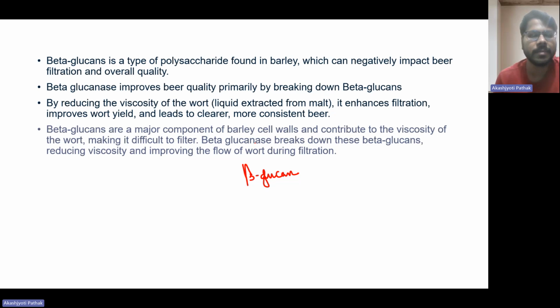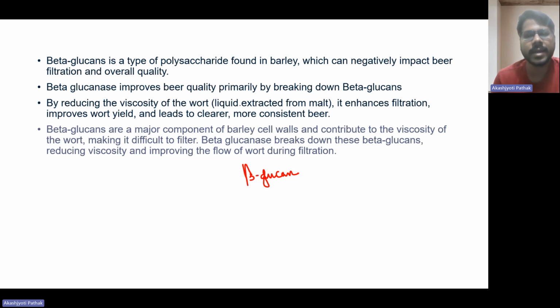And this negatively impacts the beer filtration and overall quality. So once this beta glucanase is added, it improves the beer quality by breaking down the beta glucans. So these glycosidic bonds, which are present between the monosaccharide subunits, are broken down, and thus what will it do? It will help in reducing the viscosity of the wort.